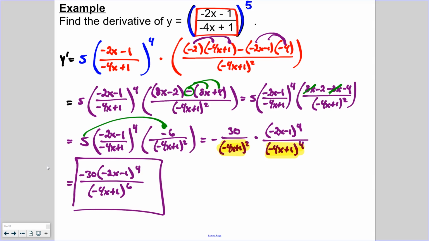Whew! Boy, don't I love product and quotient rule with chain rule. Yes, you do. Alright folks, and that is it. That is the end of using the chain rule with the product and quotient rules.